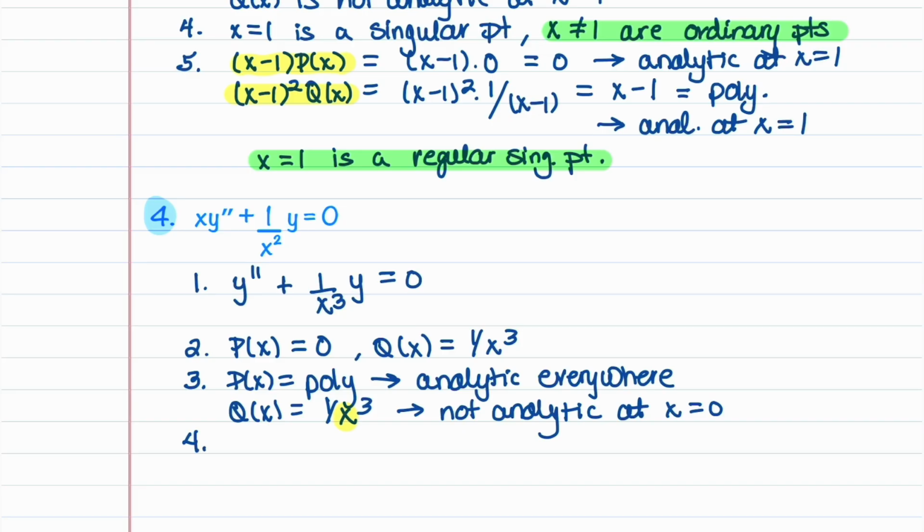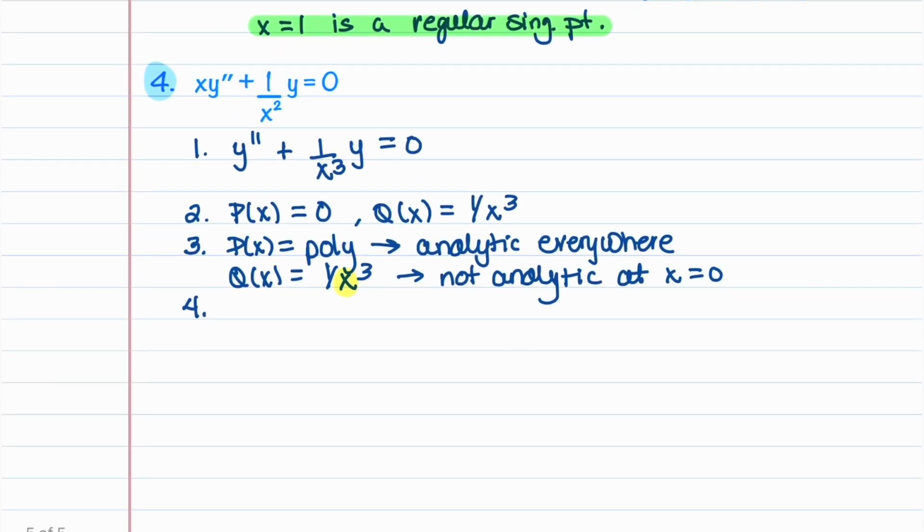Now in step 4, we need to classify our points. Since q of x is not analytic at x is equal to 0, we say that x is equal to 0 is a singular point. And then the points x not equal to 0 are ordinary points.